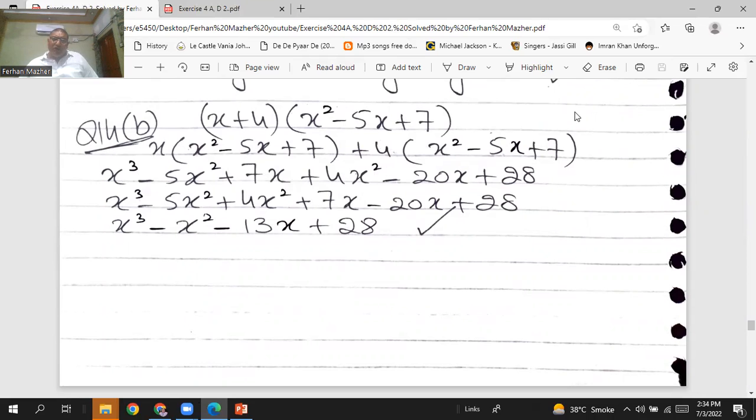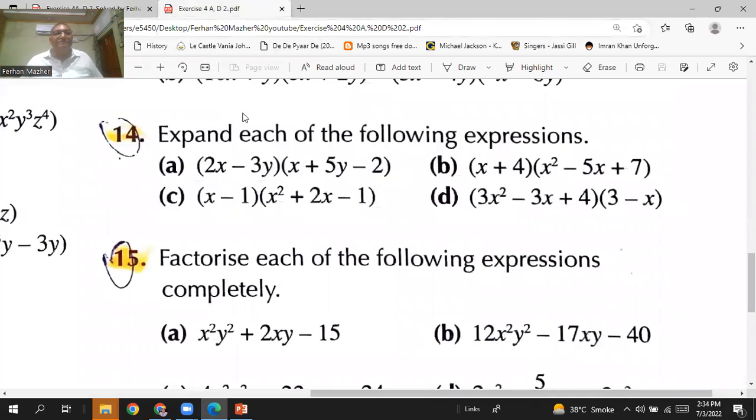This 4 will multiply with all these three members. You will get 4x squared minus 20x plus 28. Rearrange, bring the like terms together. So you will have x cubed minus 5x squared plus 4x squared plus 7x minus 20x plus 28. So x cubed will remain as it is, minus 5x squared plus 4x squared will be minus 1x squared, plus 7x minus 20x will be minus 13x, and plus 28 will remain as it is. This is how you will do question number 14, B part.